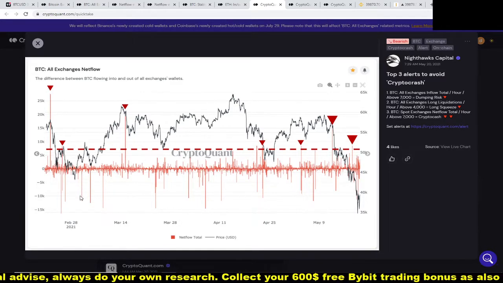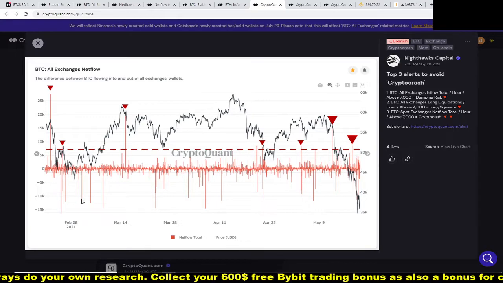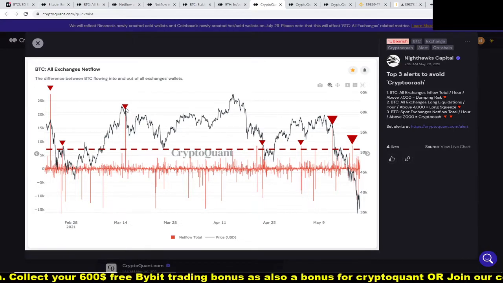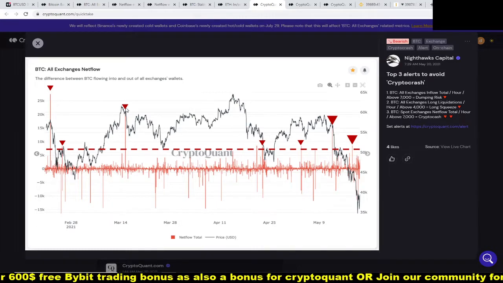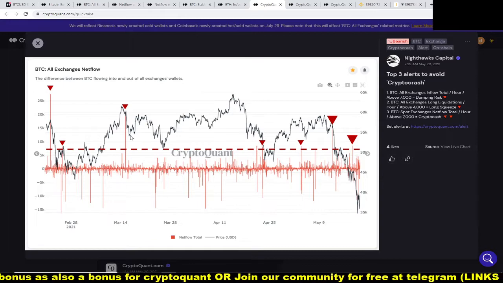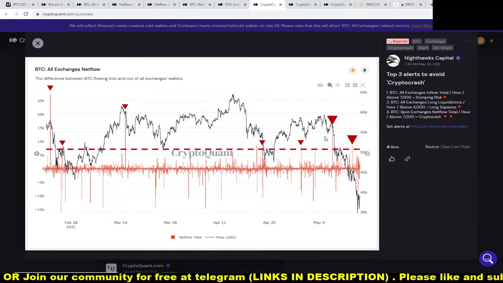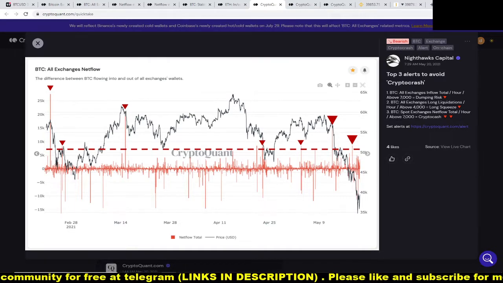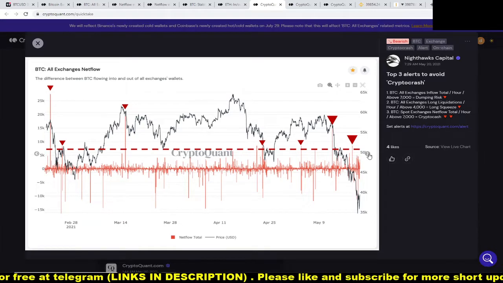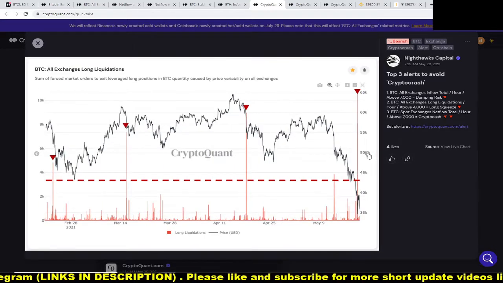So you see spike down. So this means outflow, and the price goes up. Here it's putting Bitcoin on exchanges, price goes down. You see what I mean? Like spike, and we went down. A spike, and the price went down. Another spike, and the price went down. I'm going to tell you guys how I have put my alerts on it.